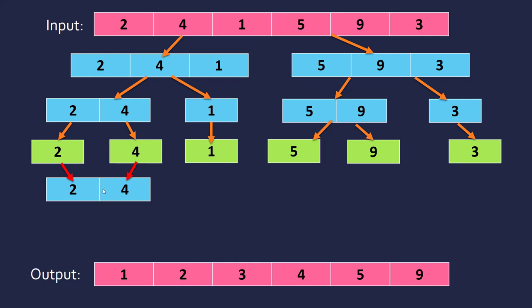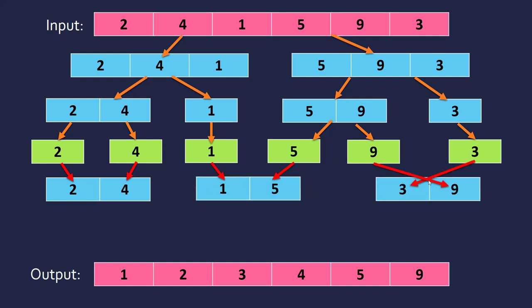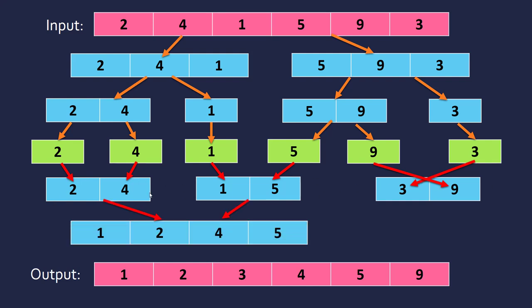So 2 and 4 are kind of sorted and merged together. 1 and 5 are again in order, so that's fine. But 9 and 3 have to be swapped. And then we have to combine the steps from each of these. So 2 and 4 and 1 and 5. What it will do, it will look at the two smallest elements and compare them. So 1 is less than 2, so 1 goes at the front. 5 is greater than 4, so 5 goes towards the end. And 3 and 9, it's on its own because we have an odd number.